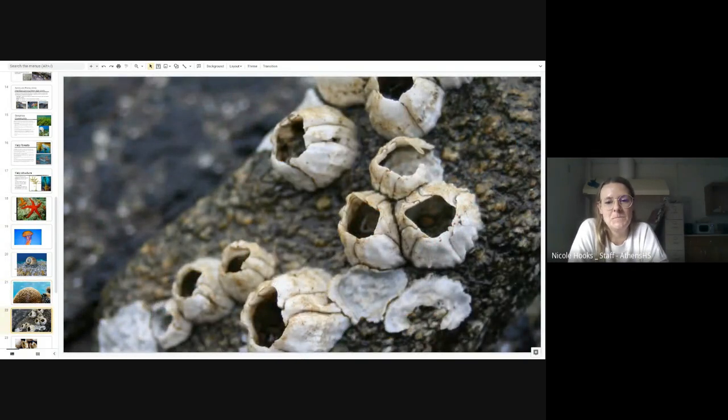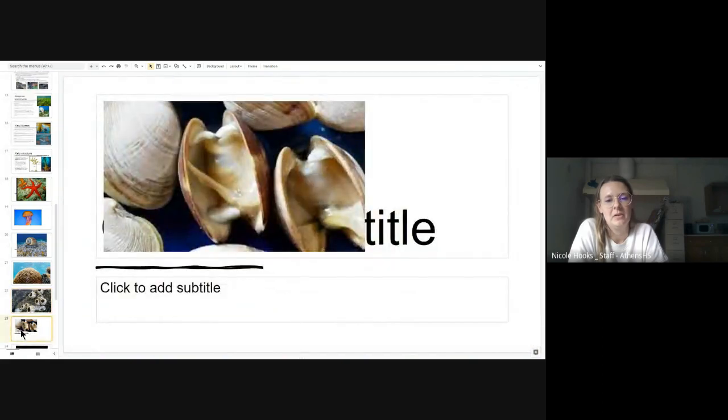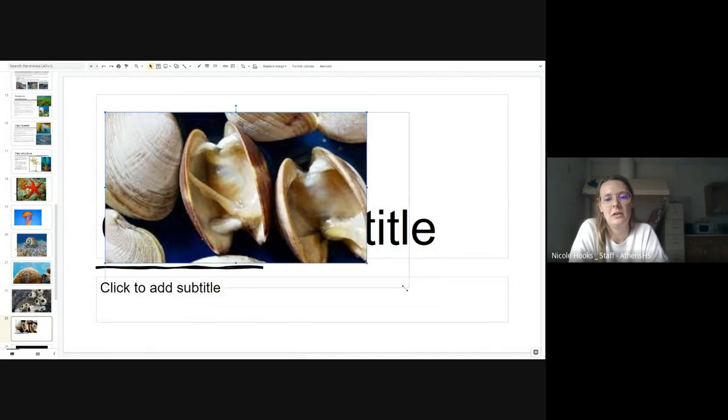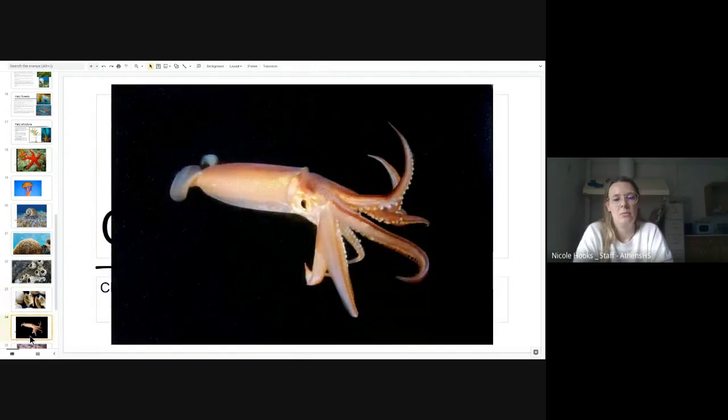And this one, this is a barnacle, if you've never seen a barnacle before. An arthropod. What about this? This is a clam. I'm trying to make it bigger for you. It's a clam. Okay, gastropod, but it's also a what? It's got two sides, bivalve. What about this? This is a squid, mollusk, and cephalopod.